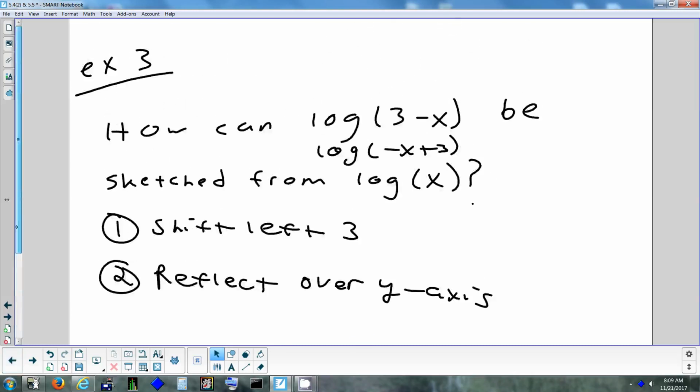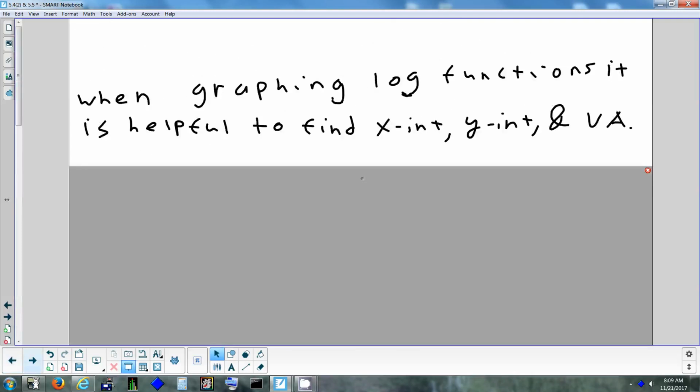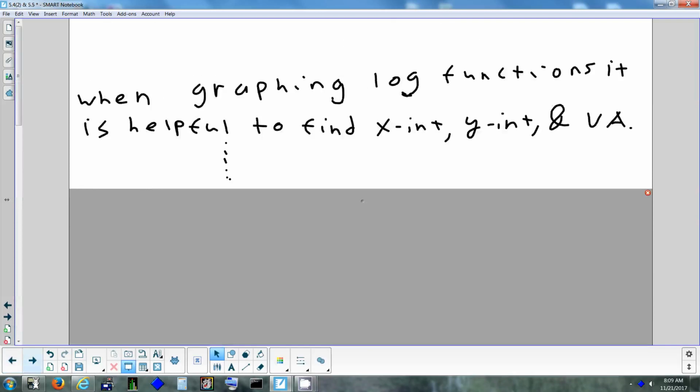Okay, do they want us to make a sketch? No? Just how could you sketch it? Right, now we'll make a sketch. So when graphing log functions, it's always good to find the vertical asymptote because that kind of tells you your starting point. And the graph of a log always bends away from the vertical asymptote. Could either bend away that way or that way.